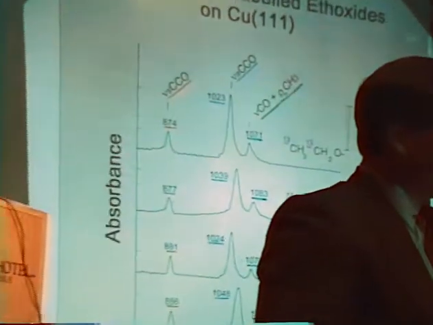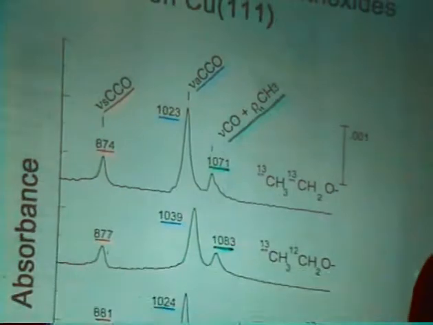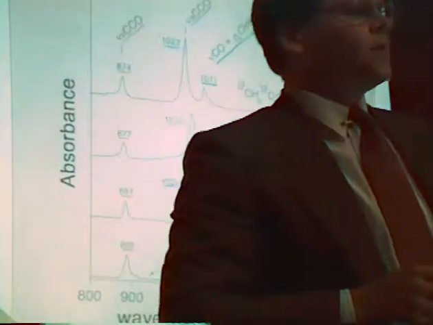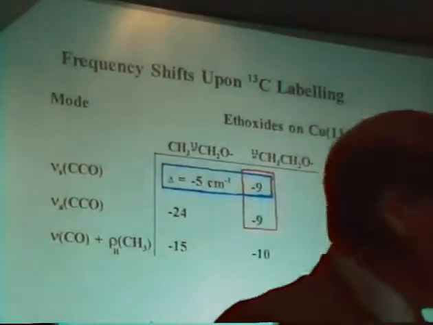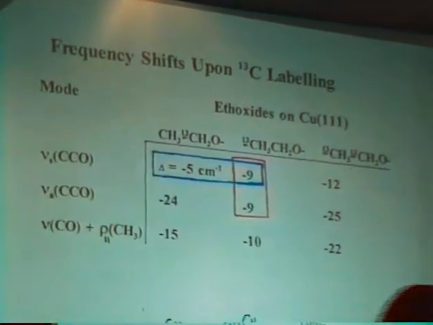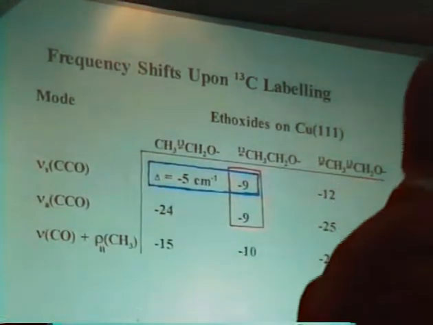But in order to really determine whether or not this is an adequate description, we have taken these spectra of the carbon-13 labeled ethoxides to determine whether their frequency shifts coincide with the motions we expect from these normal modes. It's easier to see when it's tabulated, as I've done here, where I show for each of those three skeletal stretch modes the frequency shift upon labeling, and for each of the labeled ethoxides, the shifts are reported as shifts from the frequency of the unlabeled ethoxide for that mode.